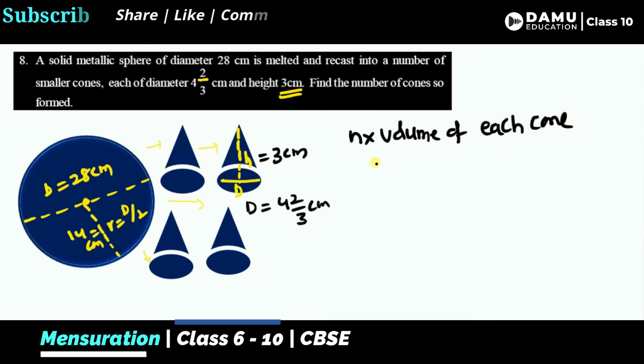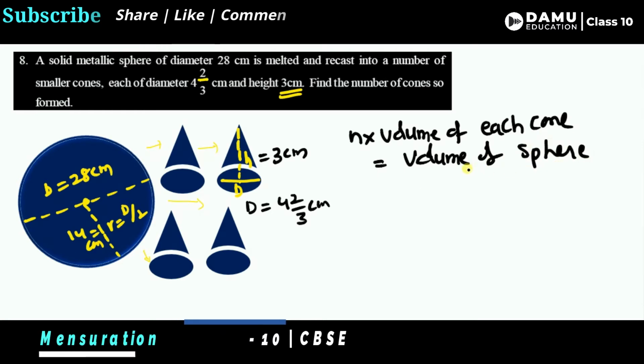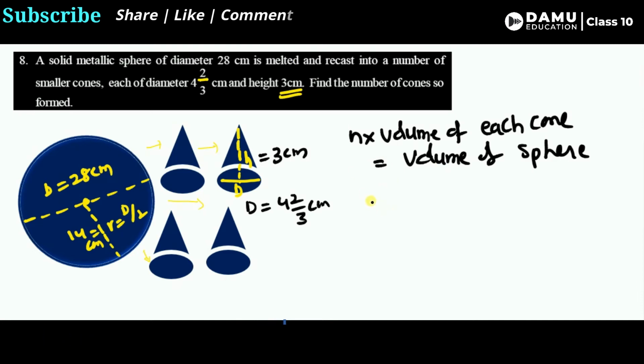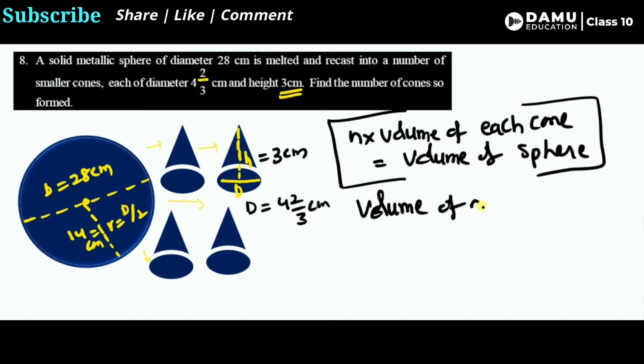Each one, which one is produced and which one came from? That is the volume of the sphere. The volume will not change based on the sphere calculations. So first, let's calculate the volume of the sphere. Volume of sphere will be equal to 4 by 3 pi r cube.